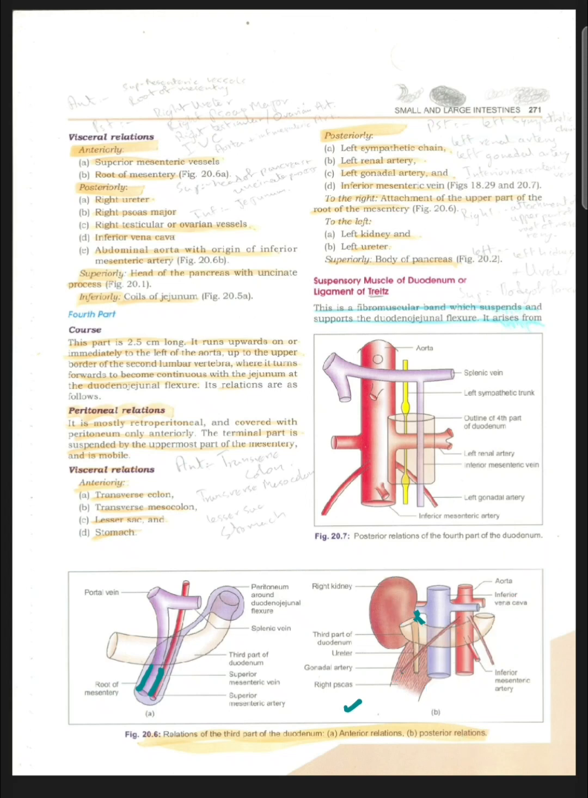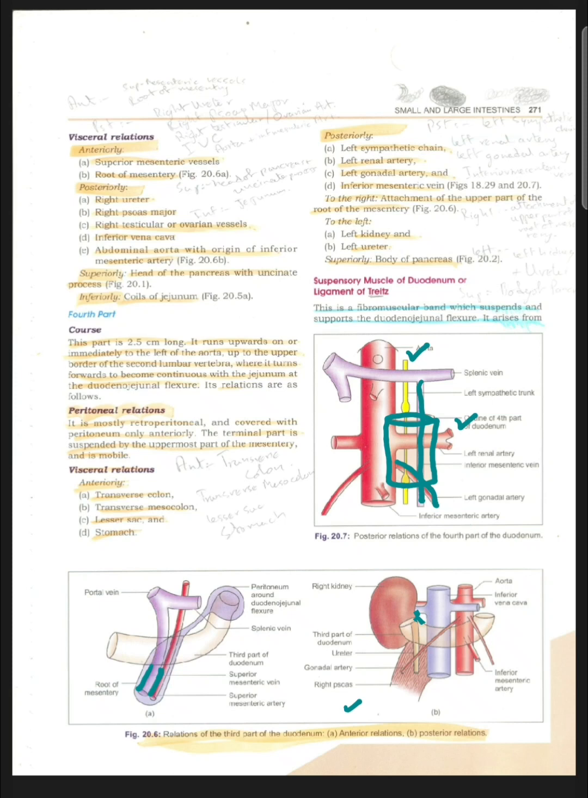Now let's talk about the relations of the fourth part. First, let's talk posteriorly. Posteriorly, this that you can see here is the fourth part of the duodenum, which is related posteriorly to the left sympathetic chain. It is related to the left renal artery, to the left gonadal artery, and it is also related to the inferior mesenteric vein, which is joining the splenic vein. So what are the posterior relations of the fourth part of the duodenum? That includes the sympathetic chain, the inferior mesenteric vein. It includes the renal artery and the left gonadal artery.